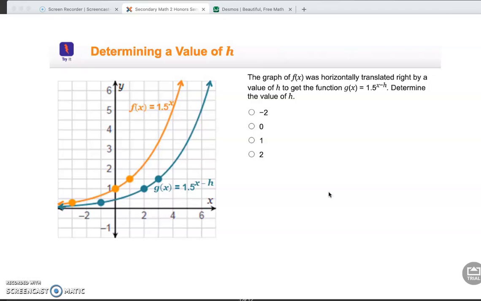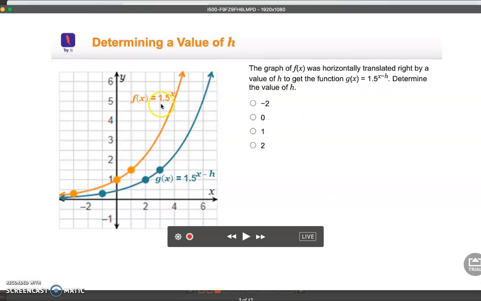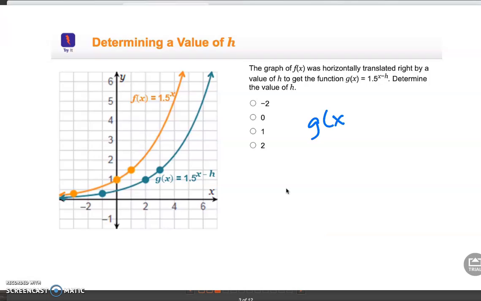Let's determine the value of h. So we can see we've got this function right here is our parent function, 1.5 to the x. It goes right up there like this. Now over here we have g of x equals 1.5 to the x minus h, and we're trying to find out what is h. Well, if we look at this, g of x equals 1.5 to the x minus some value. Now which way did we go?